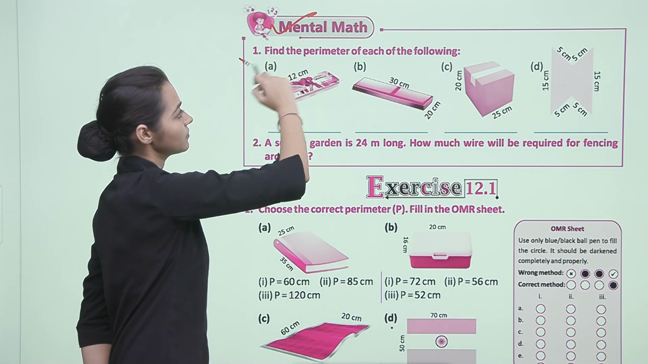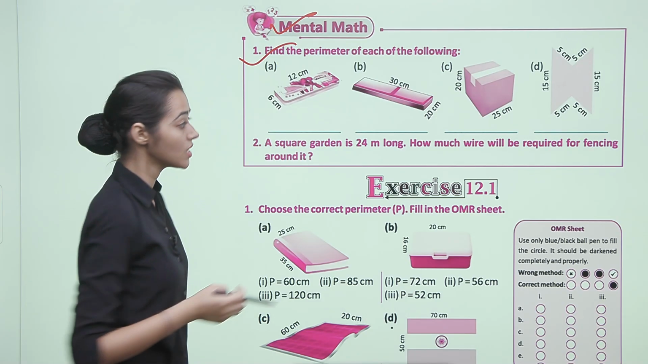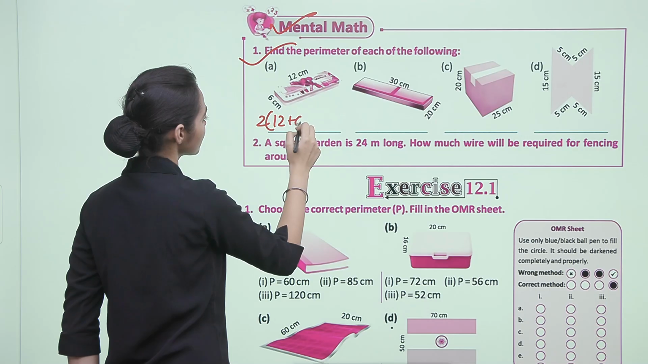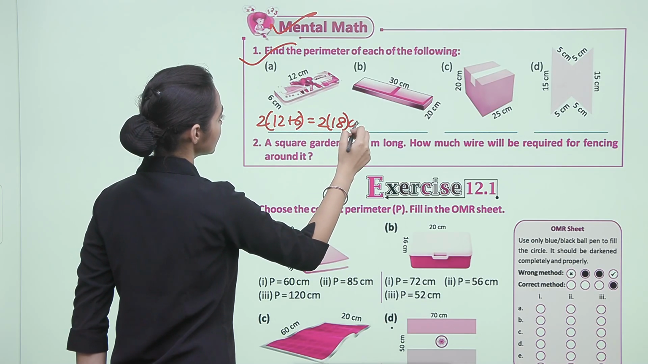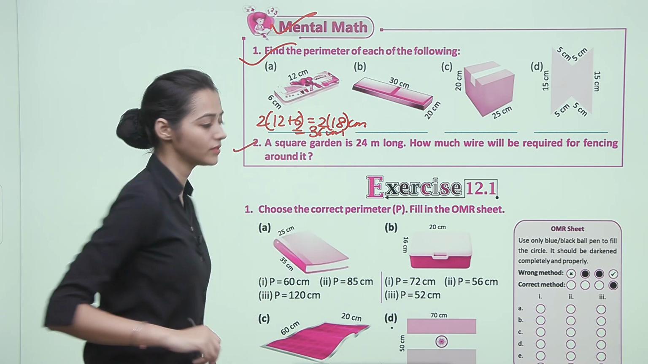Now let's look at the mental math. We have to find the perimeter of each of the following: 12, 6. So we know that this is a rectangle, so it is 2 into (12 plus 6), that is equals to 2 into 18 centimeter, that is equals to 36 centimeter. That's how we can solve the remaining part.